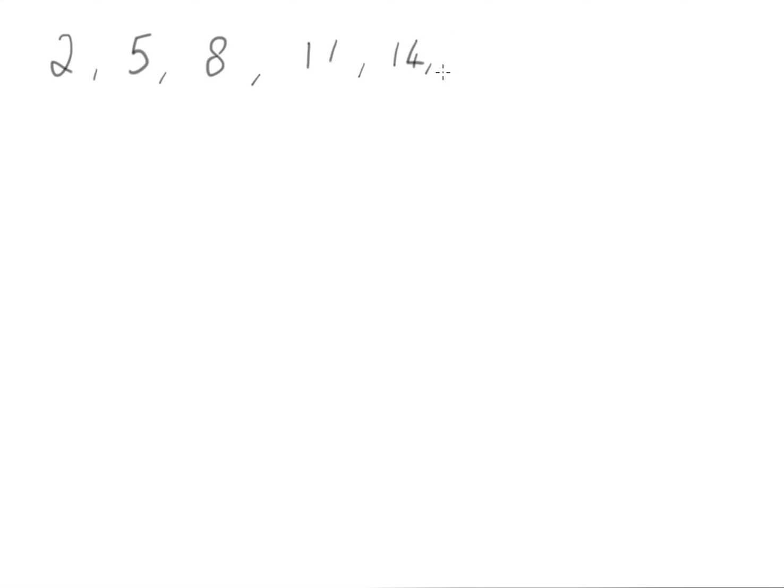Okay, well, the first thing we're going to need to do, so if you're given a sequence of numbers like this, and you want to find the nth term of the sequence, the general term, first thing to do is start looking at what the gap is between each of your pairs of numbers, each of your terms. So if we look at 2, what have we got to add to 2 to get to 5? Well, we've got to add 3.